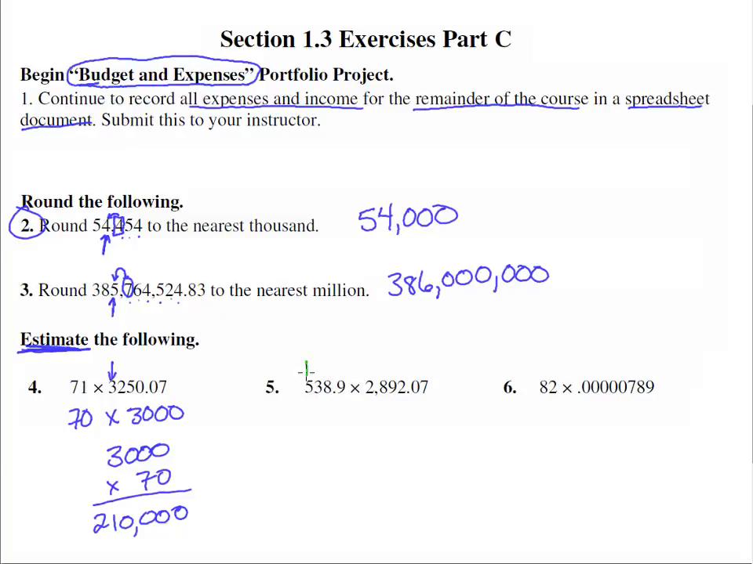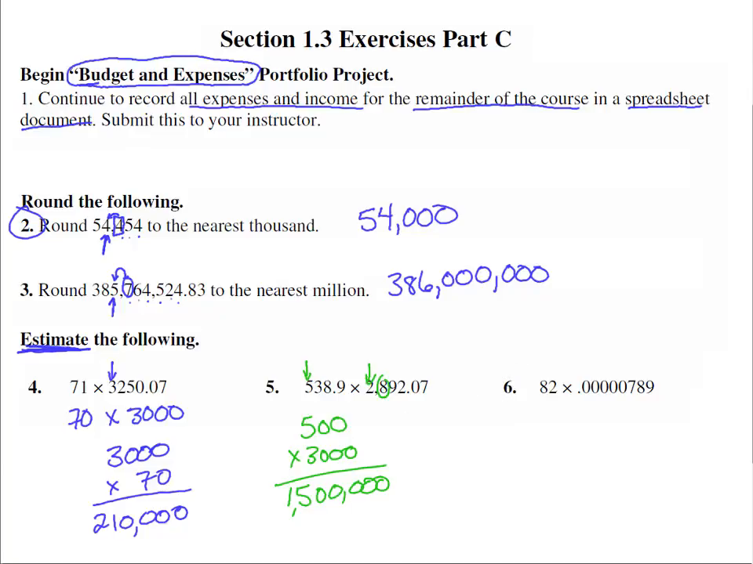Number 5. Estimate this one. 538.9, we're going to round to the highest level we can. So this is going to be 500 times, round to the highest level. This 8 is bigger than a 5, so this is going to be 3,000. And so 5 times 3 is 15. 1, 2, 3, 4, 5 zeros. There we go. 1,500,000 is about where that answer comes out to be.